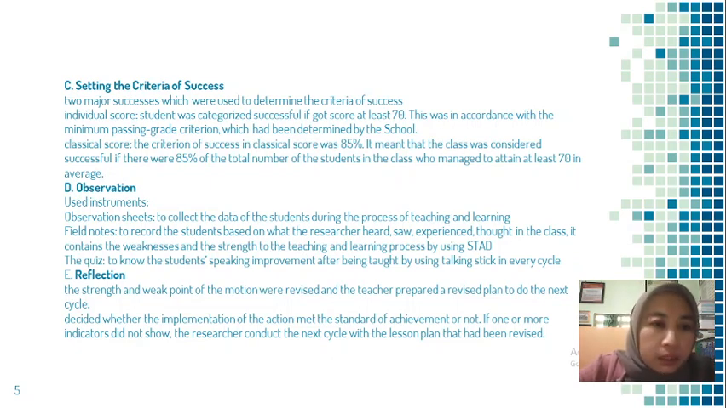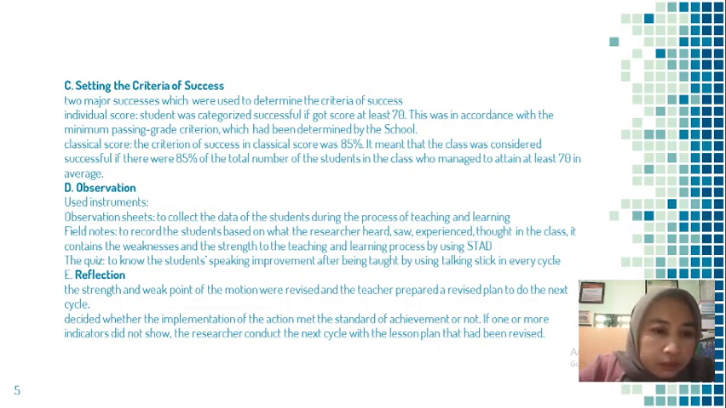The observation. In the observation we use instruments. First, the observation sheet, whose function is to collect the data of the students during the process of teaching and learning. Second, field notes. It is to record what the researcher heard, saw, and experienced in the class. It contains the weaknesses and strengths of the teaching and learning process by using STAD. And the last observation instrument, the quiz. It is to know the students' improvement after being taught using STAD in every cycle.